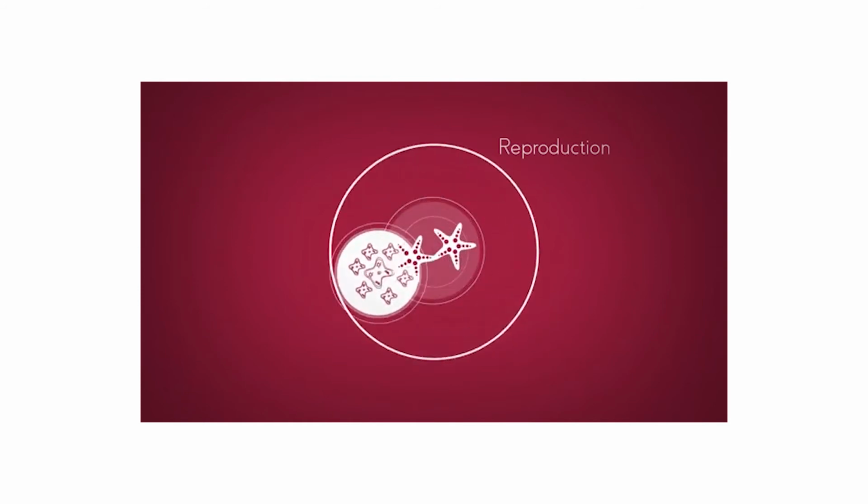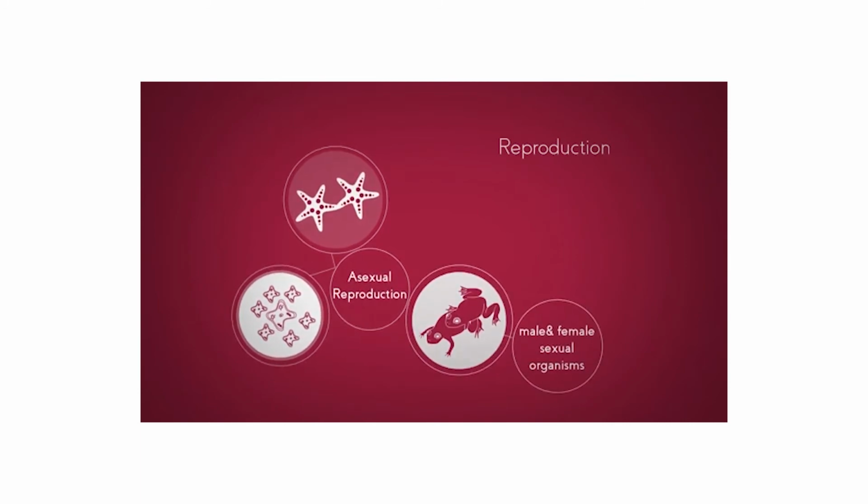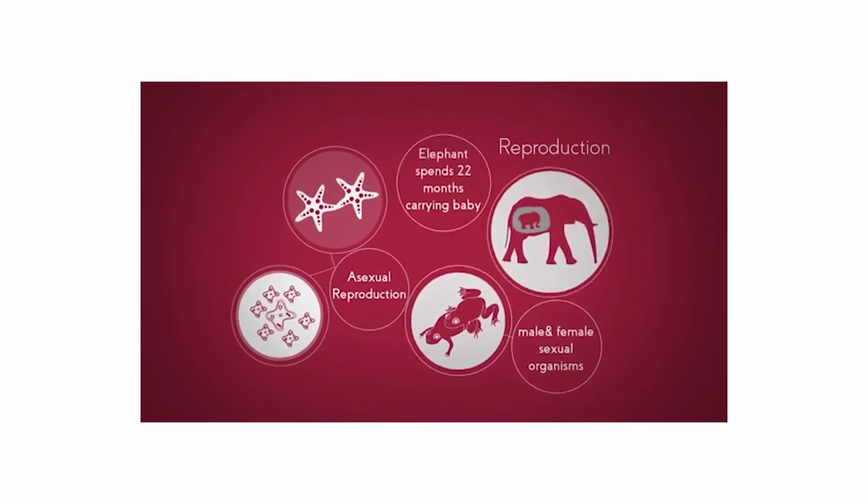Fifth is reproduction. Some organisms can reproduce on their own, such as bacteria. This is called asexual reproduction. Others carry out sexual reproduction using a male and a female of the species. Bacteria can reproduce every 20 minutes, but an African elephant takes 22 months to carry its baby.